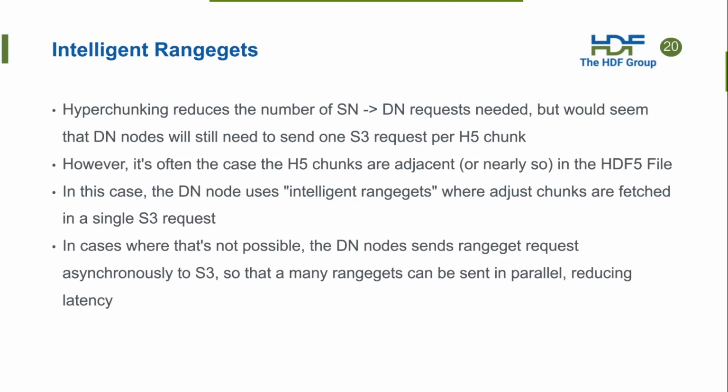So here we use what's called an intelligent range get, right? We lump up those chunks and make one S3 request to retrieve a set of contiguous H5 chunks, and that reduces the number of S3 requests involved. If it's not possible, we do a bunch of asynchronous S3 requests, which also works pretty well.